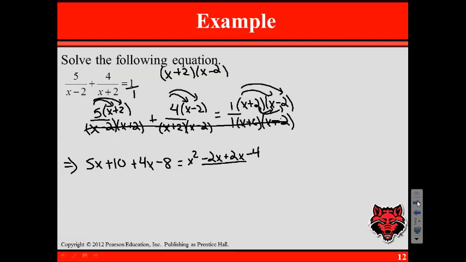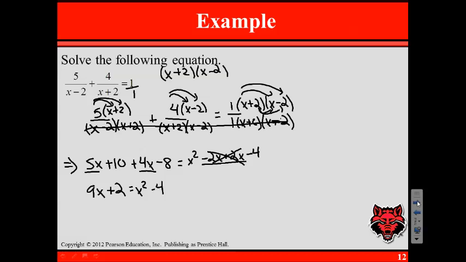On the right side, the 2x and negative 2x cancel. On the left side, we have a 5x and 4x, which makes 9x. We have 10 and negative 8, which makes a positive 2. So 9x plus 2 equals x squared minus 4.